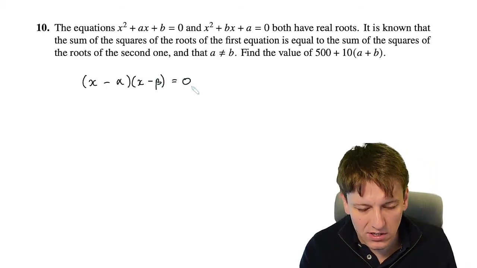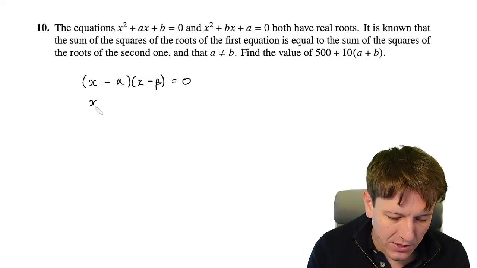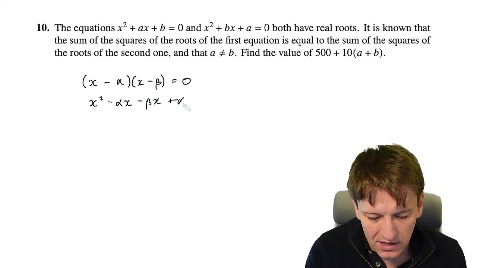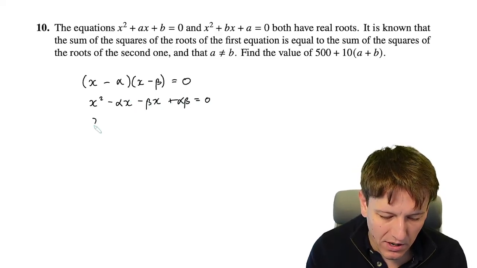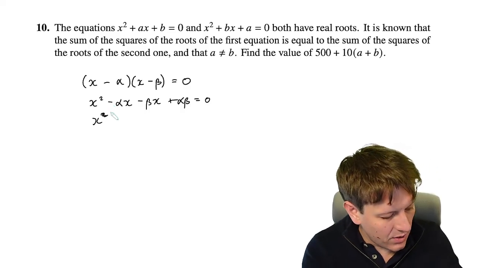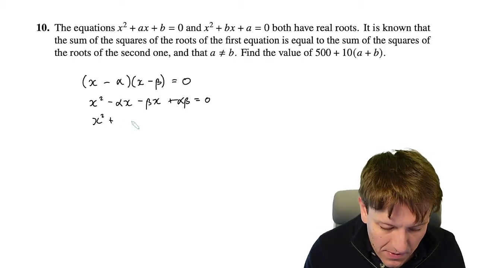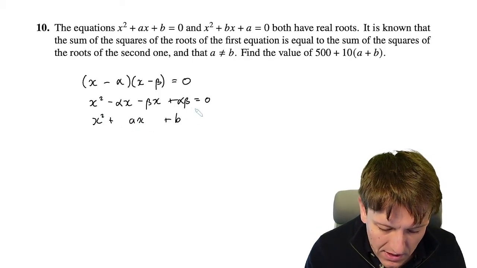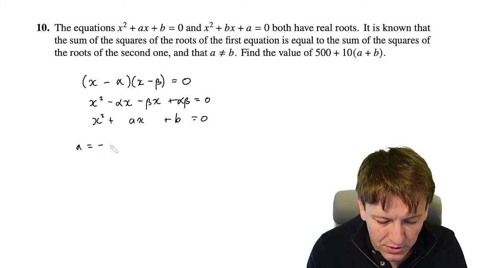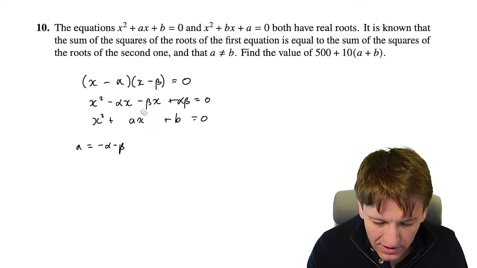So that factorization is equivalent to x squared plus ax plus b. But if I multiply this out, right, I get x squared minus alpha x minus beta x plus alpha beta equals 0. And for this first equation, that's going to correspond then to x squared plus ax plus b, right? So these are the same, so it must be that this a is equal to minus alpha minus beta, because that would be the coefficient of x here.